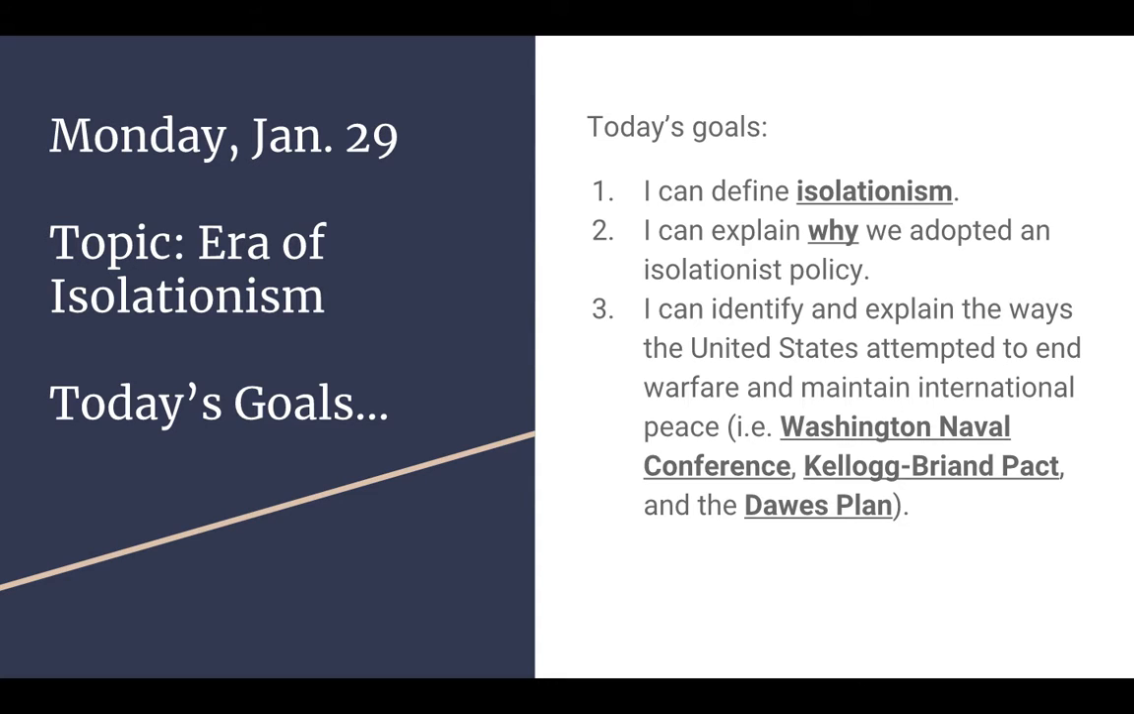As we talked about at the beginning of class today, our goals for today's lesson are for you to be able to define isolationism, explain why we adopted an isolationist policy, and identify and explain the ways the United States attempted to end warfare and maintain international peace. Those ways being the Washington Naval Conference, Kellogg-Briand Pact, and the Dawes Plan. So I'm going to review this really important information and add some more details and go into further depth beyond what the textbook provided you.